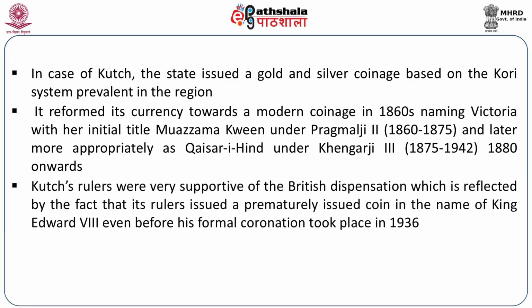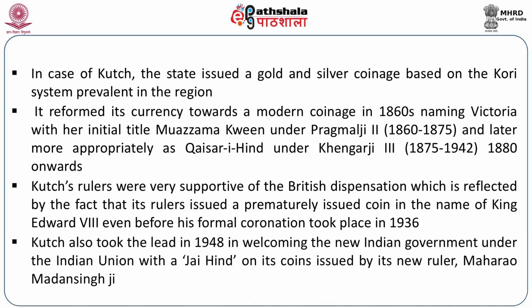The Kutch rulers were very supportive of the British dispensation. This was reflected majorly by a very interesting fact. In 1936, in Britain, a ruler was to sit on the throne. His name was King Edward VIII, and he was to be coronated formally somewhere in the end of 1936. As soon as the Kutch state came to know that he was to be coronated, they issued a premature coin in the name of King Edward VIII. Interestingly, Edward VIII never ascended, was never formally coronated, and there were no coins of his issued even in Britain.